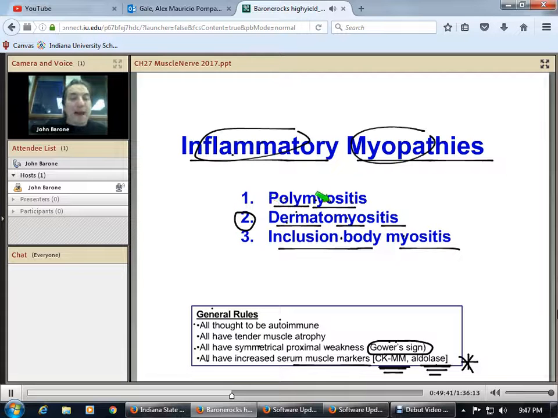Now, highest yield is dermato. Why? Because it's very similar to polymyositis. It's got the same muscle weakness, but it's got a rash too. So that's what makes it the most testable.